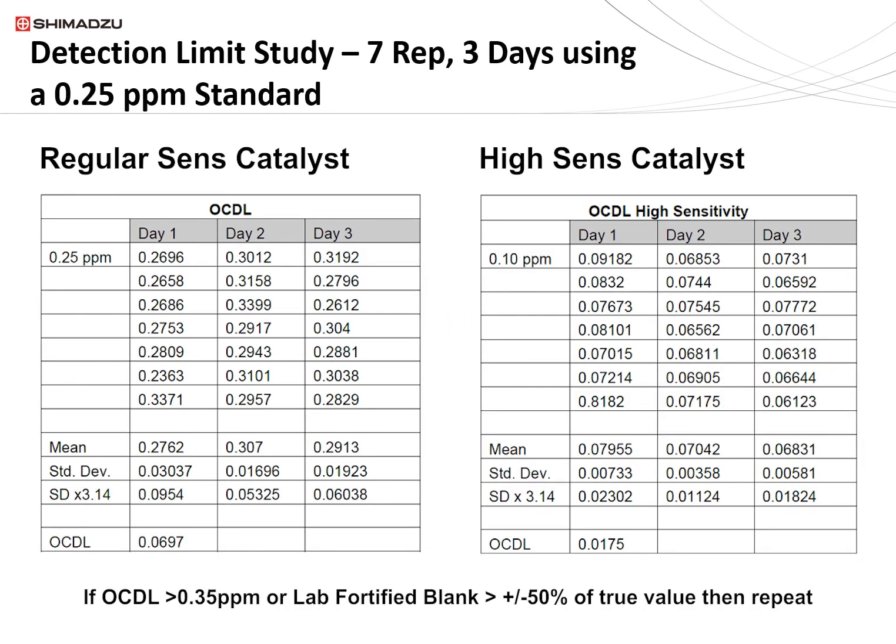The detection limit study requires 7 repetitions be analyzed each day for 3 days. The Shimadzu TOC-L CPH used 2 different catalysts, and the results were 0.0697 ppm and 0.0175 ppm for regular sensitivity catalysts and high sensitivity catalysts, respectively, which both were well below the required 0.35 ppm limit. The injection volumes were only 50 and 81 microliters. Those values could be increased to 300 and 2,000 microliters for improved detection limits if needed.